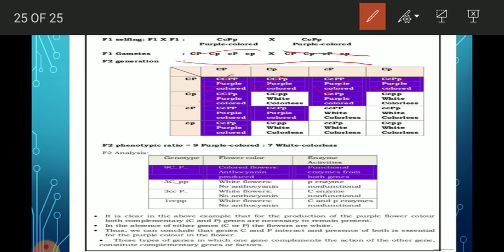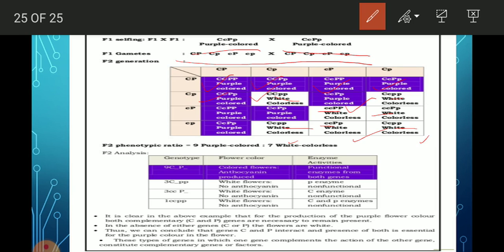Now here we can see when the small p, the third gene, is not expressing itself, so whether C is capital or P is capital, all will be white in color. White, colorless means slightly whitish to colorless flowers will be formed. There will be no purple. If both of the alleles are present in the recessive form, you can see small p here, small c, small c, small p, small p, so they will be colorless flowers.